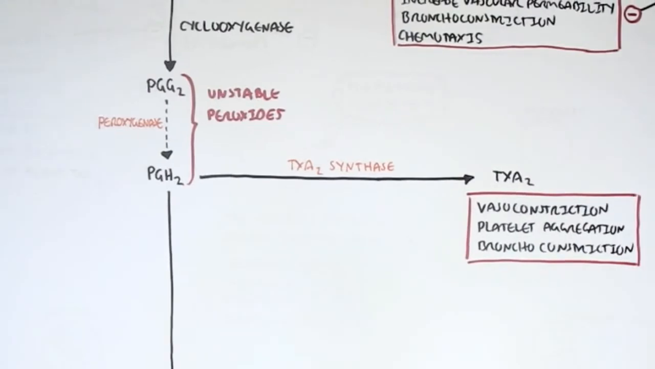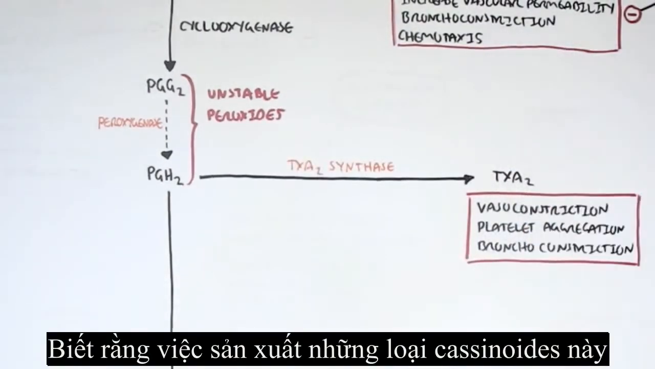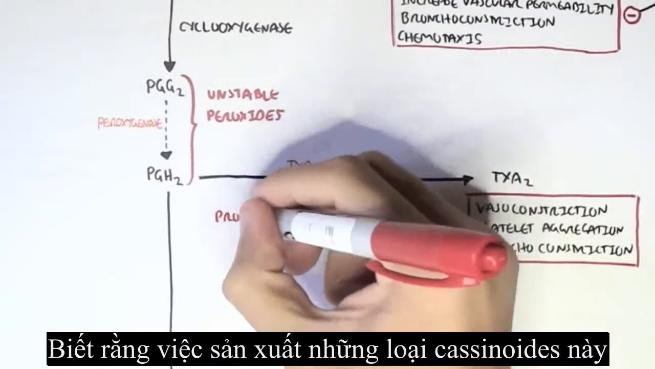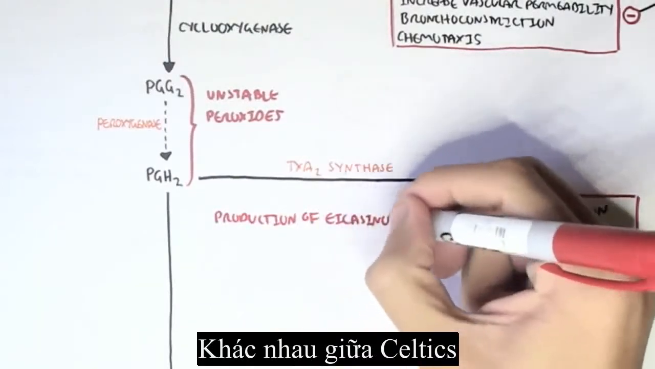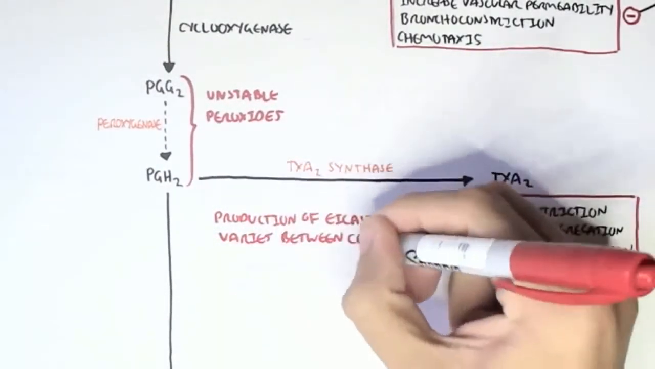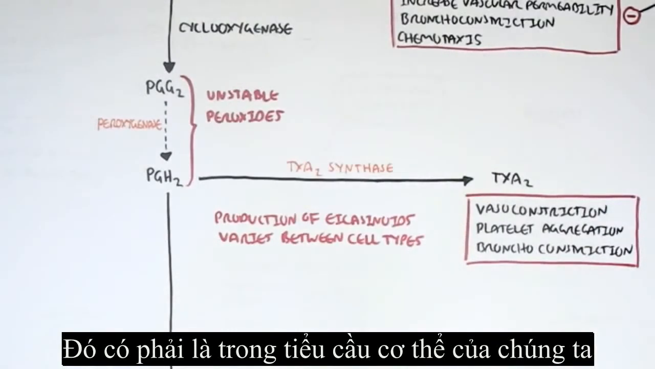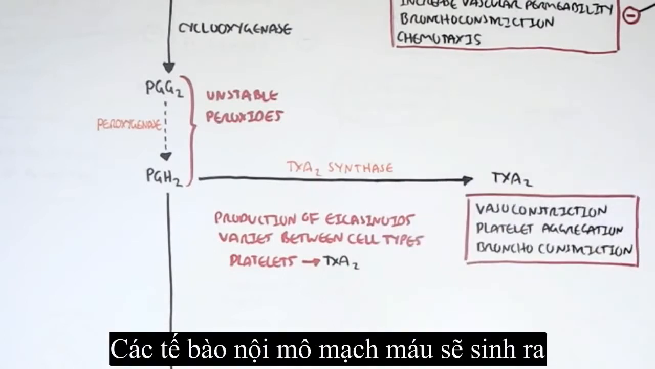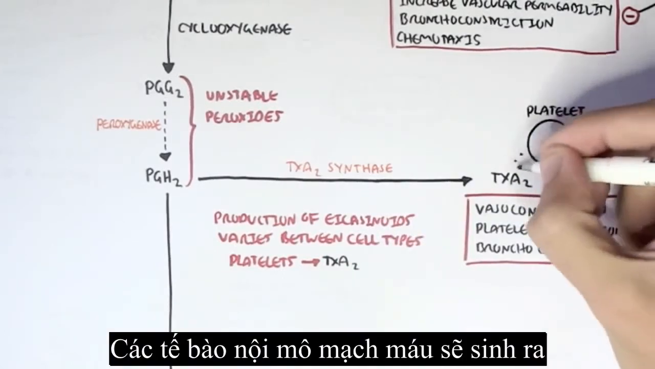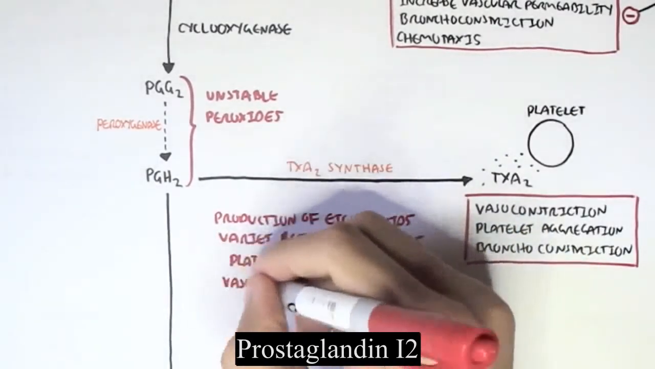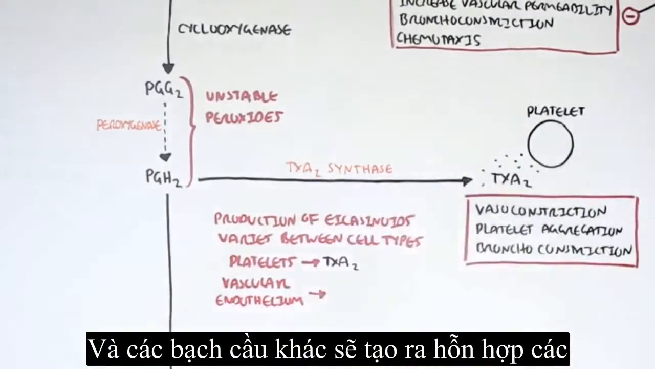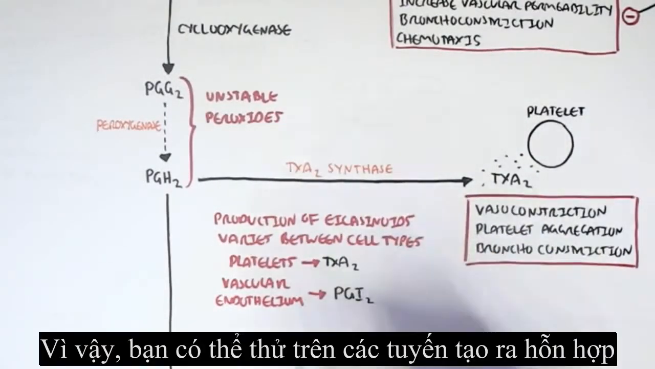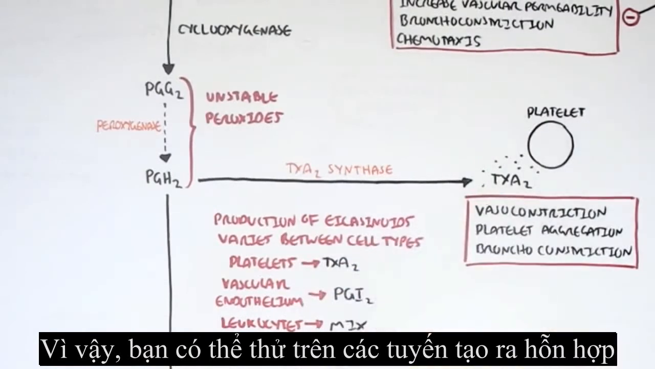Before continuing on, we must know that the production of these eicosanoids varies between the cell types. So what I mean is that in our body, platelets will make mostly thromboxane A2. The vascular endothelial cells will produce prostaglandin I2, and the other leukocytes will produce a mixture of these, the leukotrienes and prostaglandins.